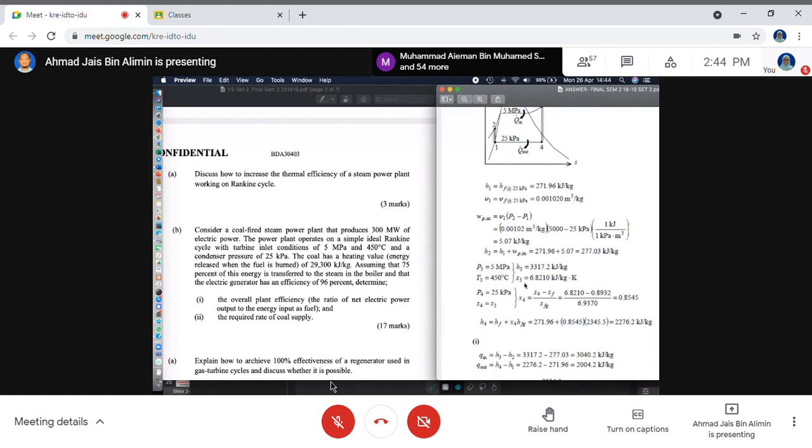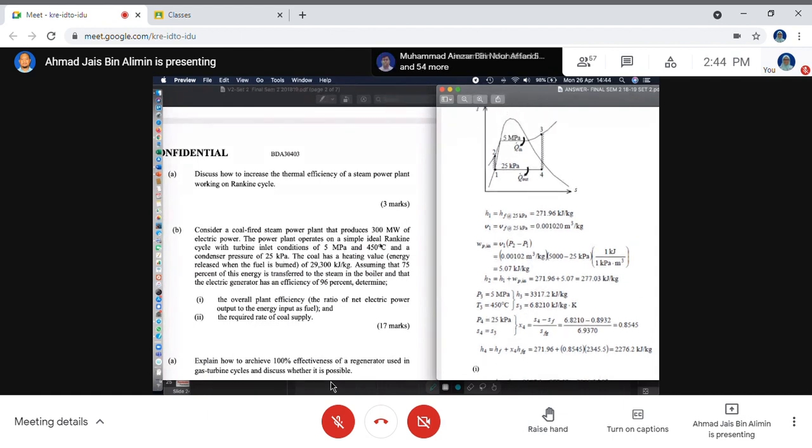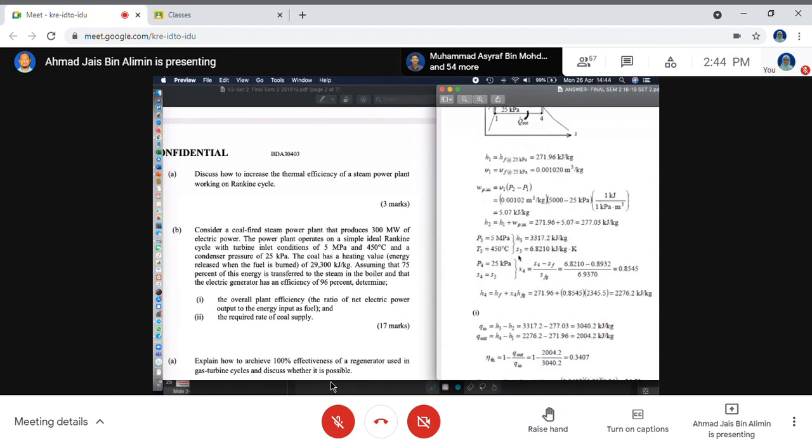Kenapa nak cari nilai entropi keadaan 3? Sebab bila dia kata simple ideal Rankine cycle, so kita boleh buat lakaran yang semuanya adalah yang ideal lah. Lakaran yang ideal bermaksud ada garis se-entropi 1, 2 dan garis se-entropi 3, 4. So perlukan nilai S3 sebab nanti S3 tu dia akan bantu awak untuk kira nilai S4. We want to know the entropy at 4.